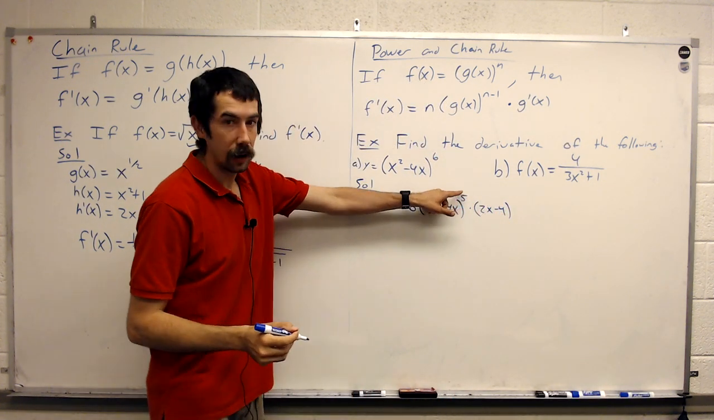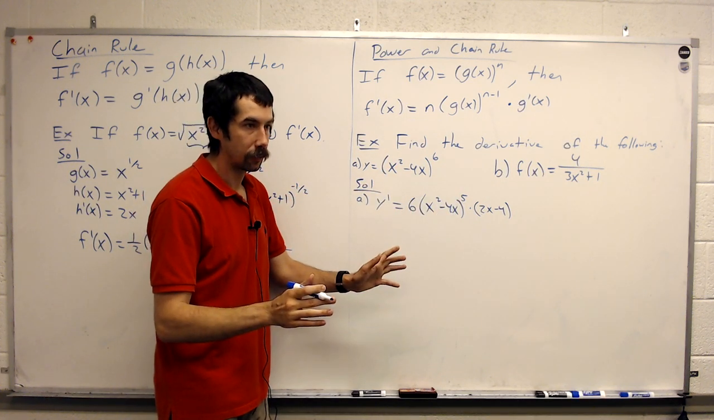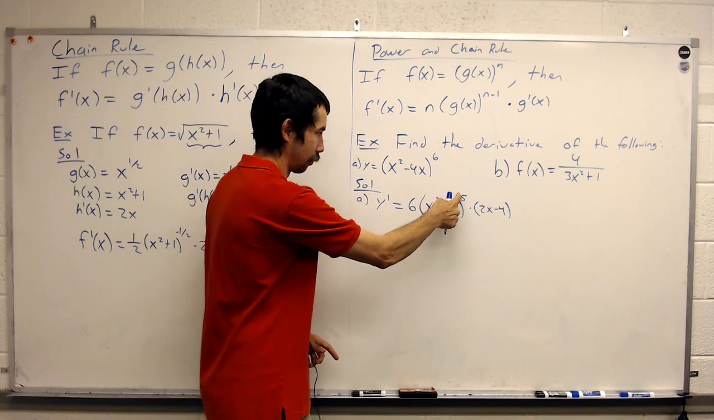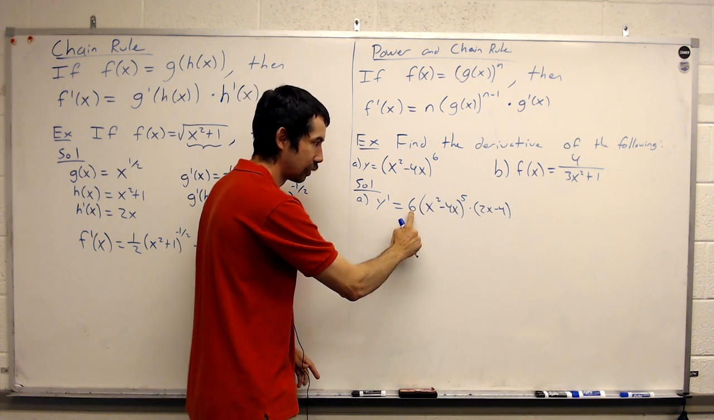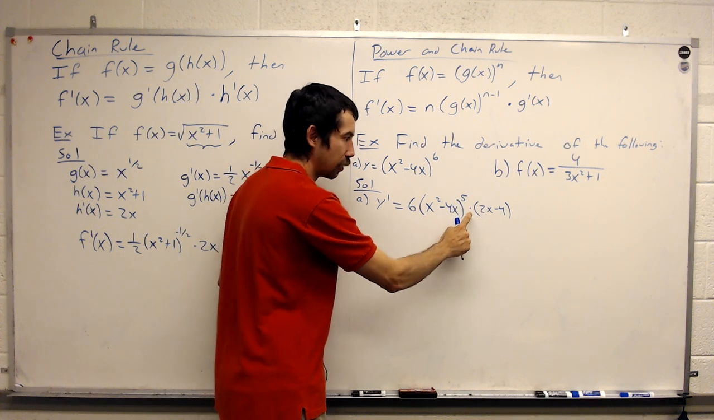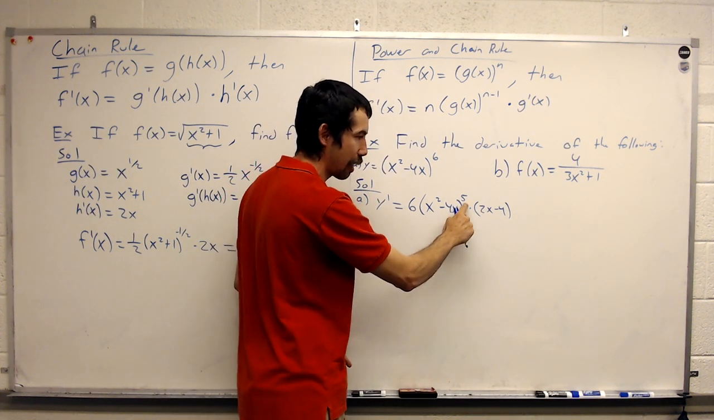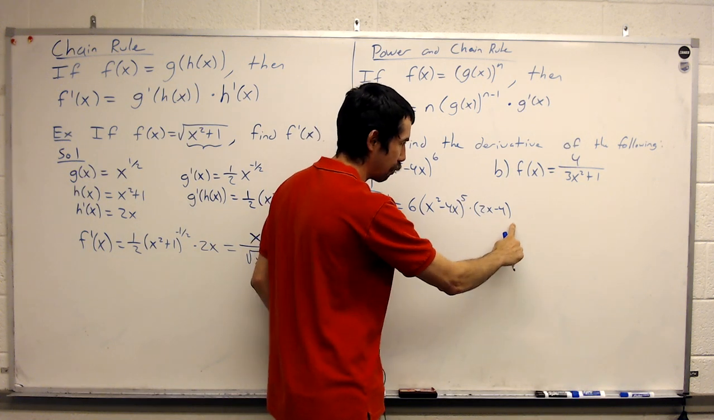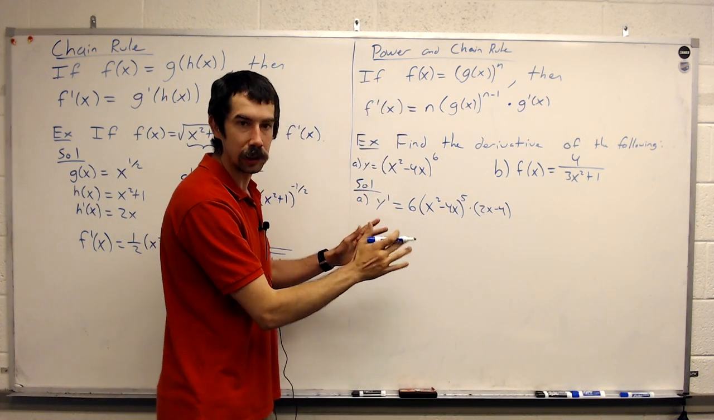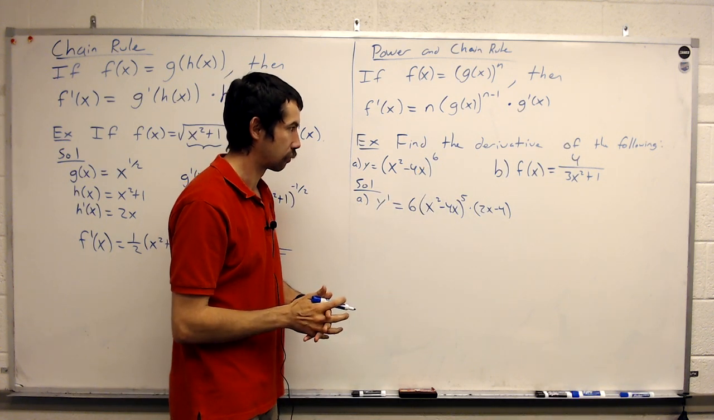I know a number of you right now are tuned out, but tune back in. Bring the power in front, subtract 1 from the power. Don't touch the inside. Then multiply by the derivative of the inside. Okay, power in front, inside stays the same. Exponent goes down by 1 times the derivative of the inside. That is the derivative of x squared minus 4x raised to the 6th.